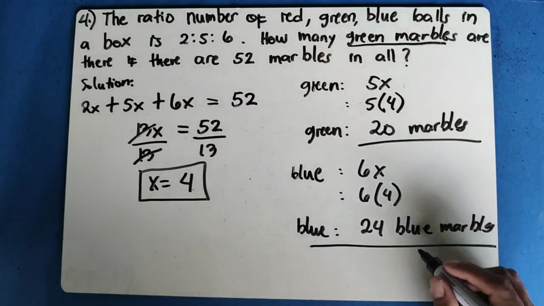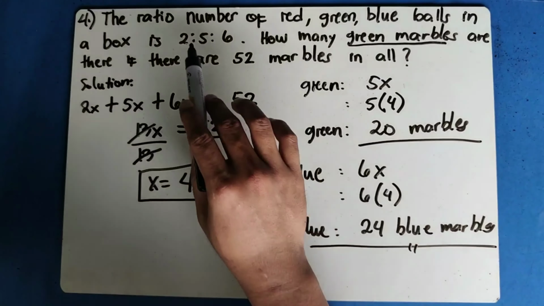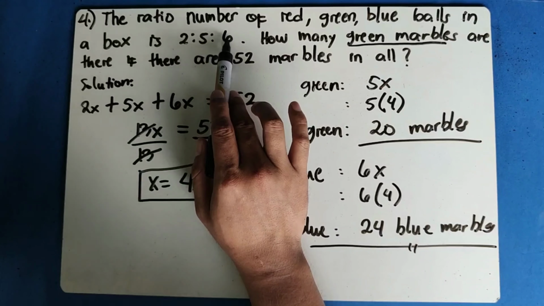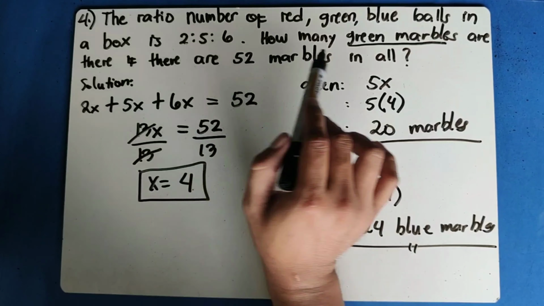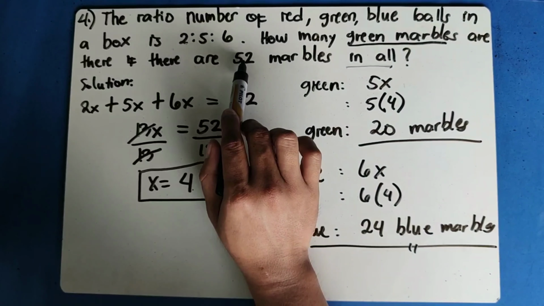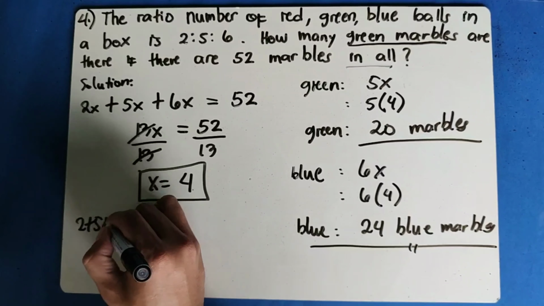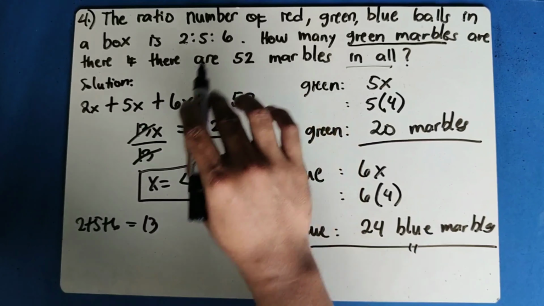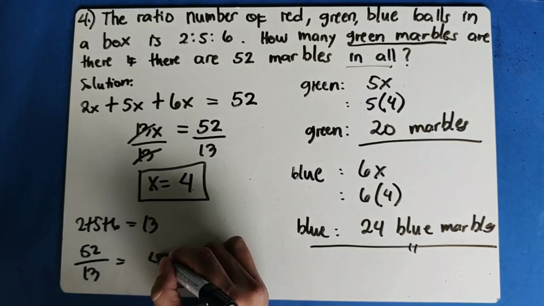Yan lang. As easy as that. Kapag hindi ka gumagamit ng formula, simple lang. In our own vernacular, para mas madali, anong gagawin? I-add mo lang lahat. 2 plus 5, that is 7. Plus 6, that is 13. Tapos 13, i-divide mo siya sa 52 na total marbles. Again, 2 plus 5 plus 6 is equal to 13. After that, 52 divided by 13, the result is 4.